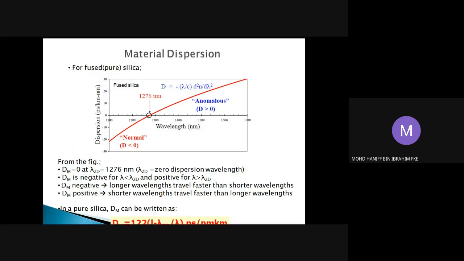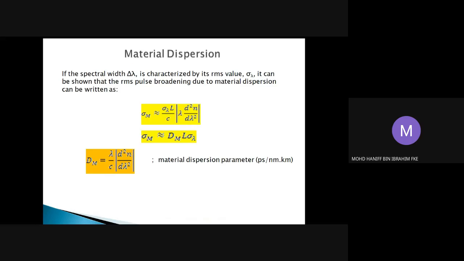The unit for Dm is picosecond, which is power of negative 12, divided by nanometer kilometer. Nanometer is the spectral line width, and kilometer is the distance. That's why, when we refer back to this equation, this is your dispersion in picosecond. Dm is in picosecond per nanometer kilometer, L is in kilometer, and sigma lambda is in nanometer. When we multiply all of these three, we get the dispersion in picosecond unit. Hopefully you understand this clearly.